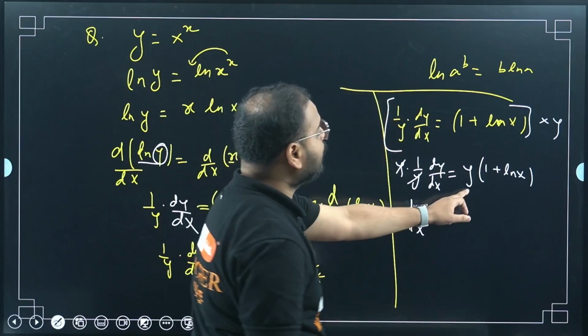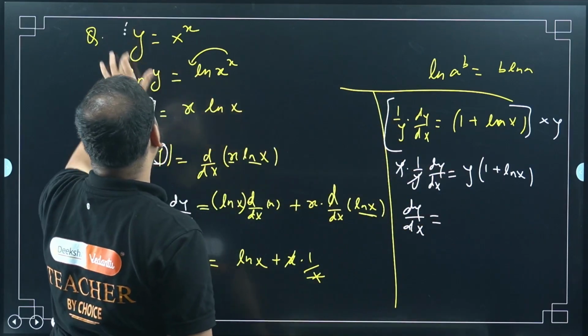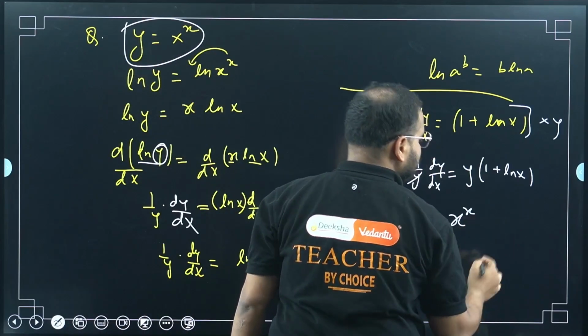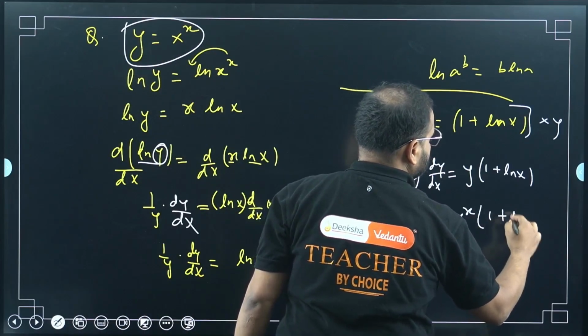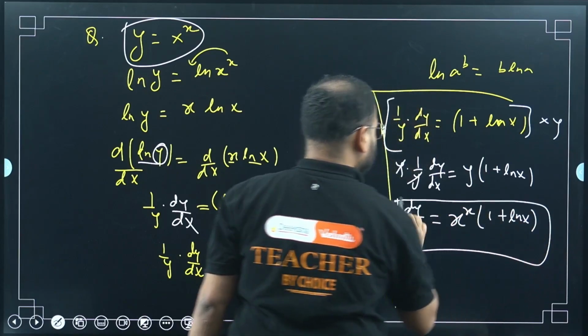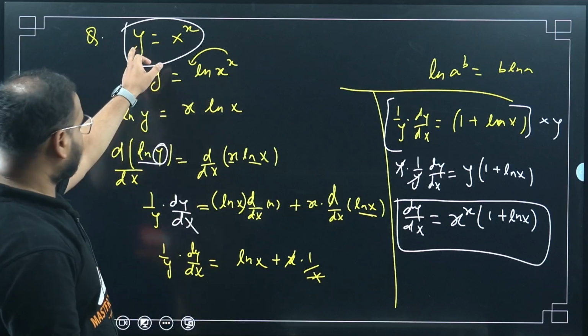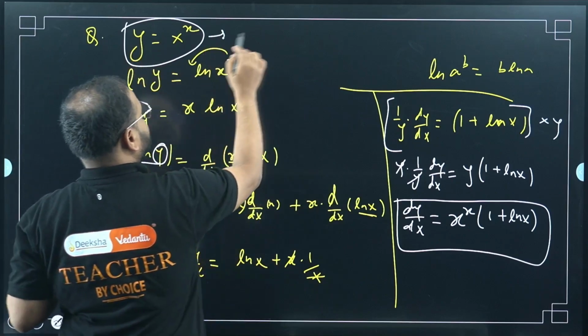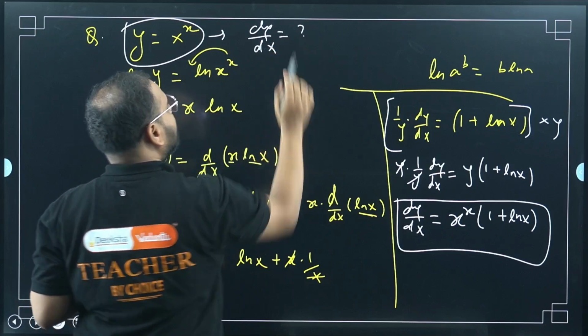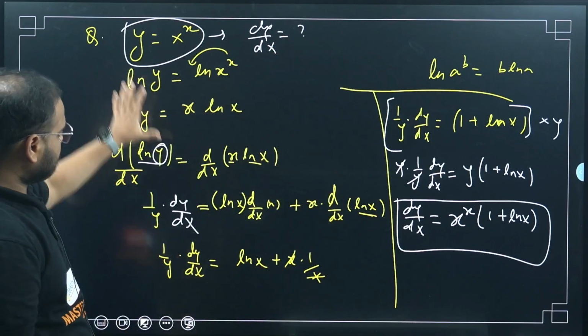What is my y value? Please check here. My y value is x power x. So x power x, this is my answer. So for the given function y, we were asked to find what? Differentiation, which is nothing but dy by dx. How we got this? All these steps.